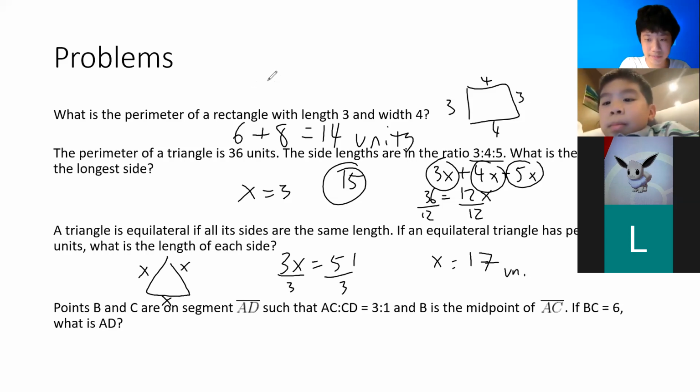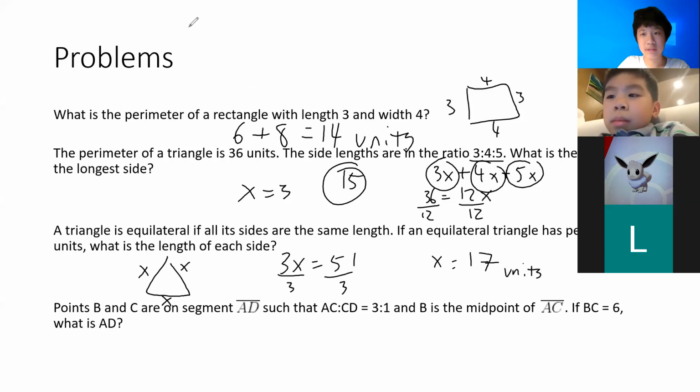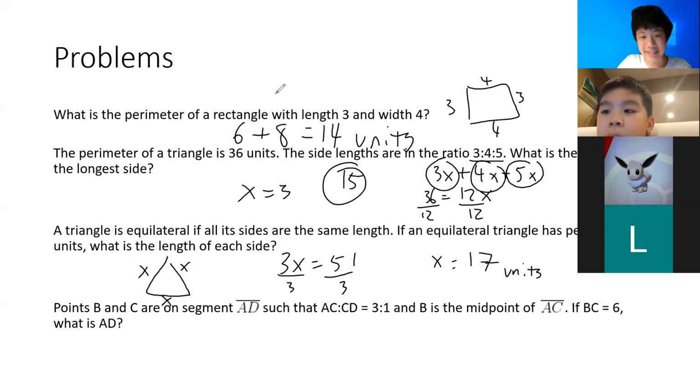17 units. Okay? So now for the last problem. The last problem is more of a problem about midpoints. Points B and C are on segment AD such that AC to CD is 3 to 1 and B is the midpoint of AC. If BC is 6, what is AD?